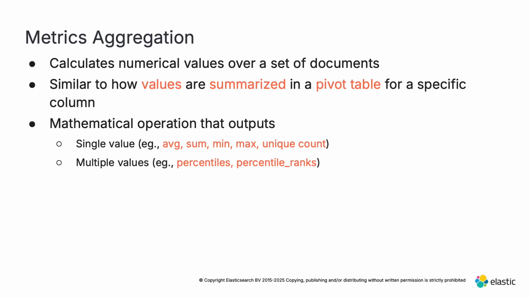Metric aggregations calculate numeric values over document sets, similar to a pivot table's summary of a column. These mathematical functions include count, which is the default metric aggregation that counts document hits based on the index pattern and date range, sum, unique count, average, minimum, and maximum, and multiple values with percentiles.